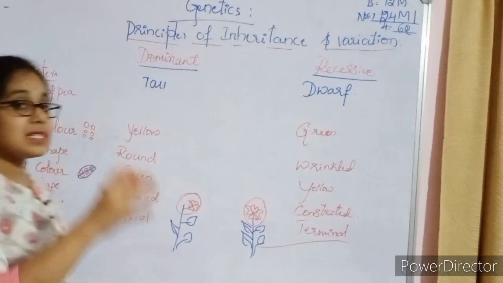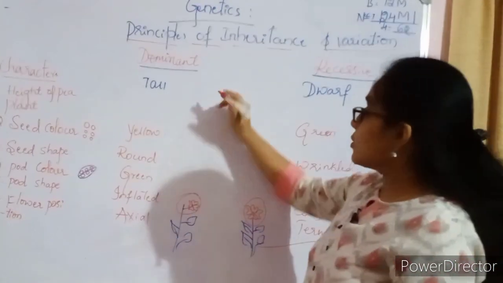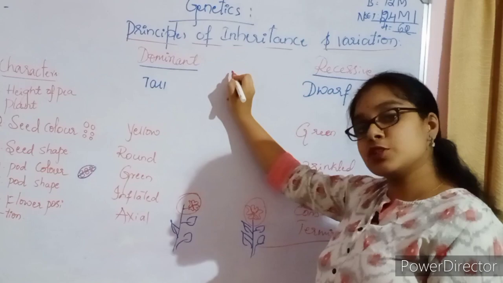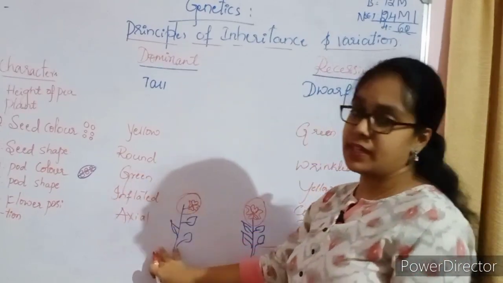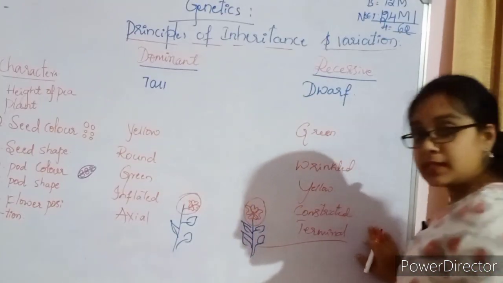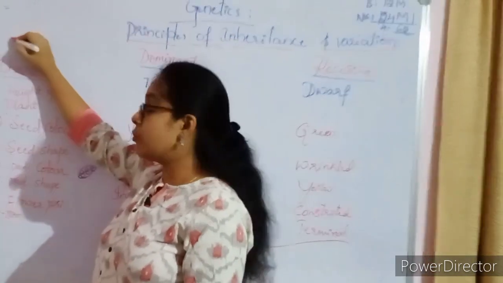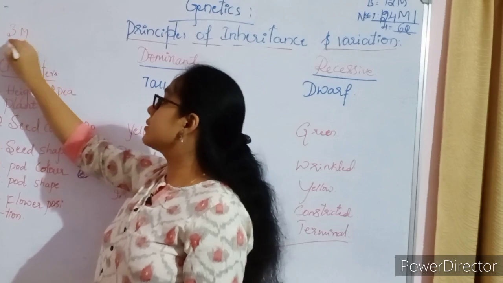Okay, so these are the pairs of contrasting characters. So that means to say contrasting means one will be exactly opposite to another. So these are all the dominant characters in the pea plant and these are all the recessive characters in a pea plant. So this question may be asked in your board examination for about 3 marks.